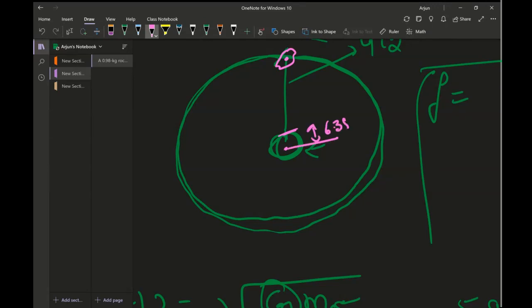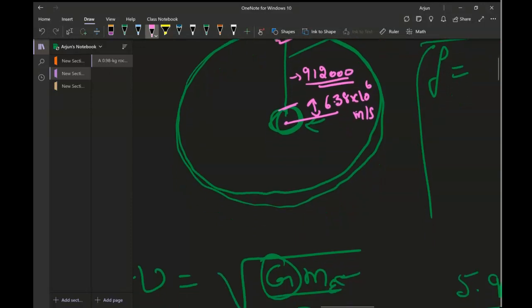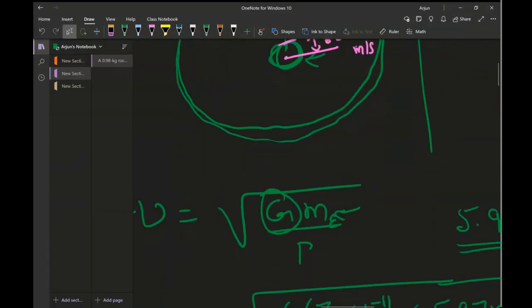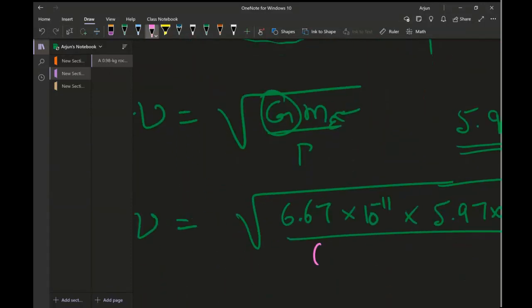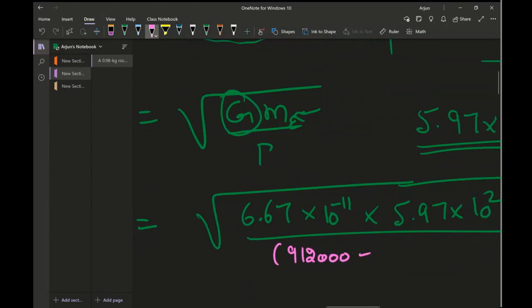That is 6.38 times 10 raised to the power 6 meters, and this one is equal to 912 kilometers. So I can call it 912000, because 1 kilometer equals 1000 meters. So 912,000 meters. So I'll add both of them. That will be the total distance. So this will be 912,000 plus 6.38 times 10 raised to the power 6.